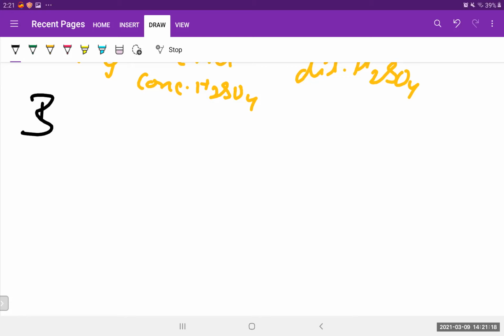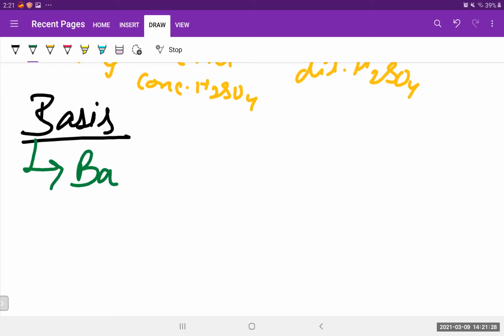Now the next basis is on the basis of their basicity. Very important. Basicity is something like it's having a base kind of property. Basicity is actually the number of hydrogen ions it is carrying. So if it is carrying one hydrogen ion, then it will be called what?